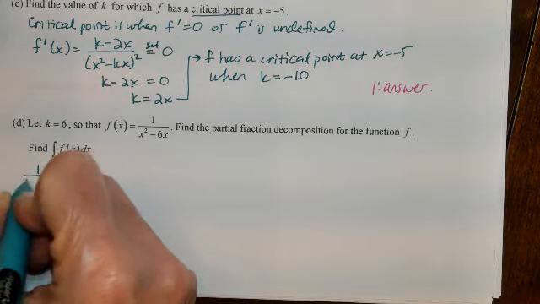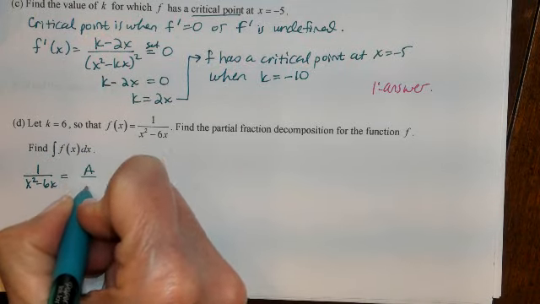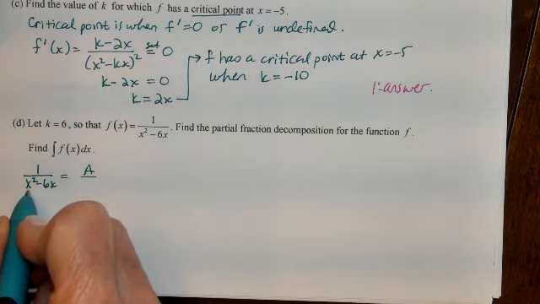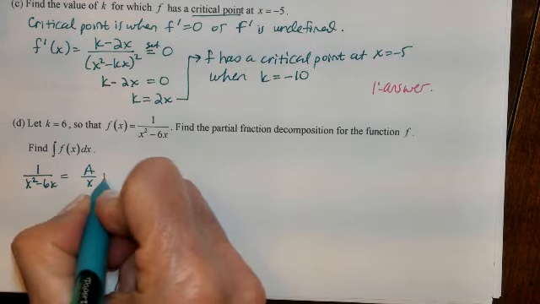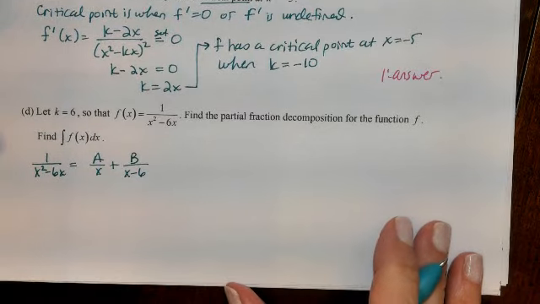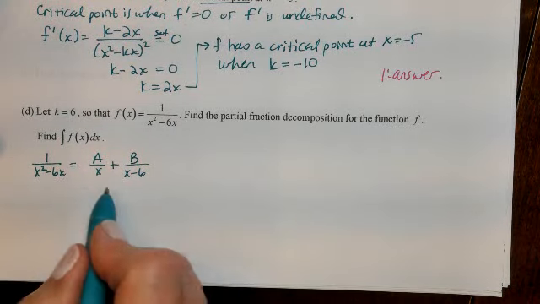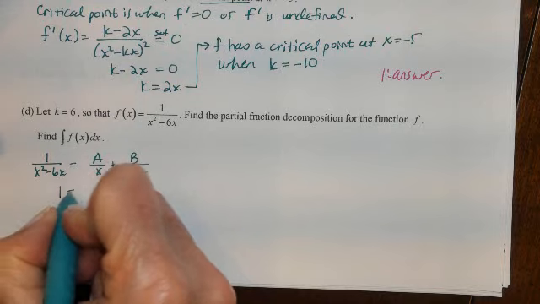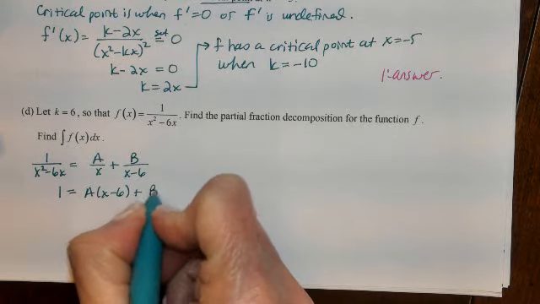So let's take this and break it apart. Partial fractions. This, by the way, factors into x times x minus 6, right? So there's the breakdown of that. If we multiply both sides by x squared minus 6x, we get 1 is equal to a times x minus 6 plus b times x.